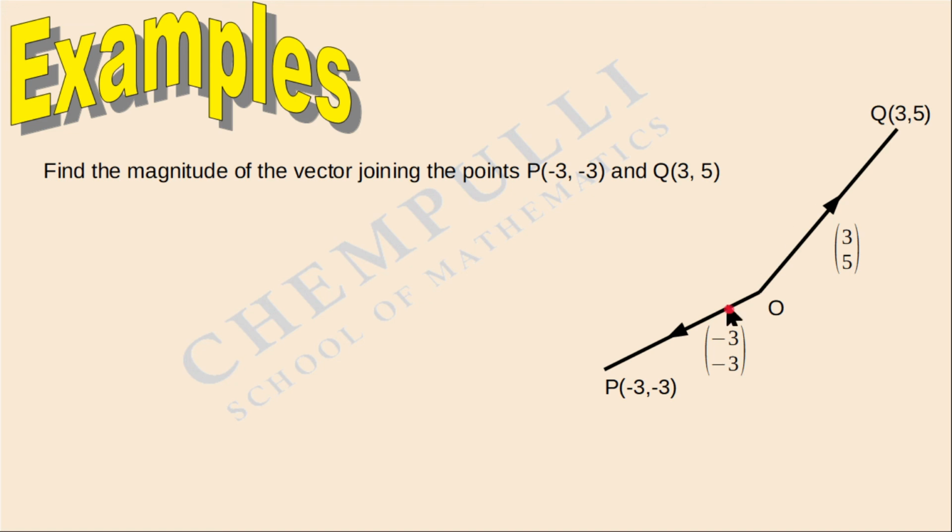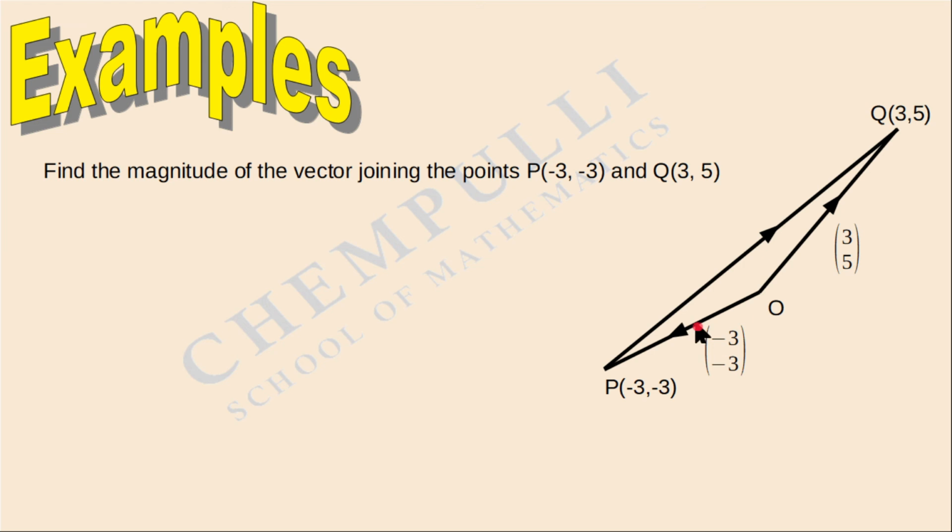Now we have to find the magnitude of the vector joining the points P and Q. That means this vector. We do not need to find this vector itself, we have to find its magnitude, that is, the magnitude of the vector PQ. Or you can take the other way also. First you can find vector QP and its magnitude. That way also you can find, because it's not mentioned here whether it is vector PQ or QP.